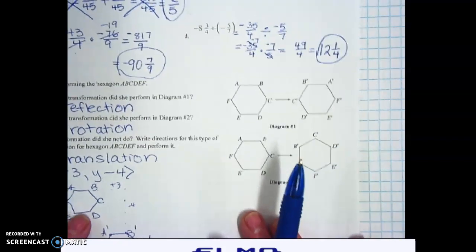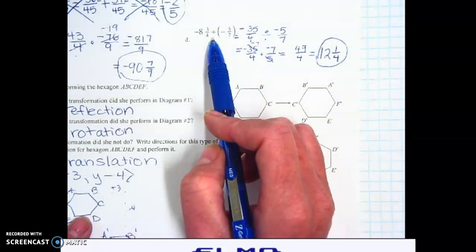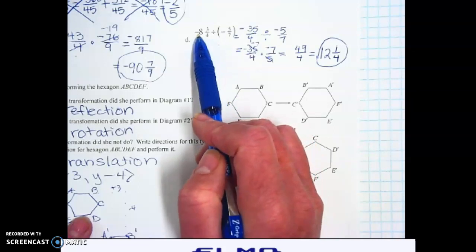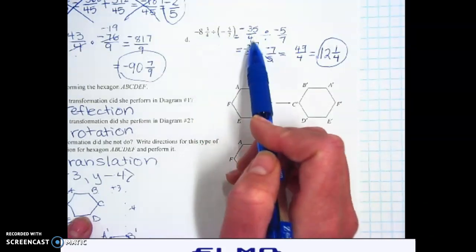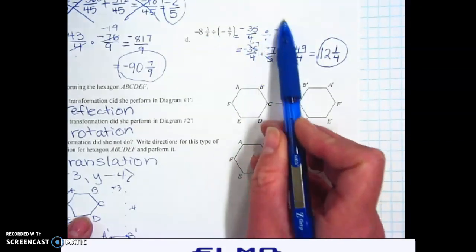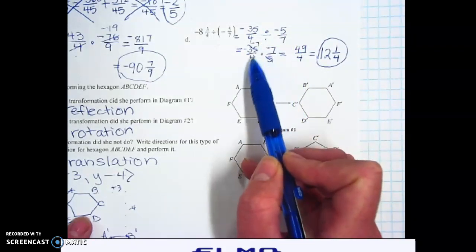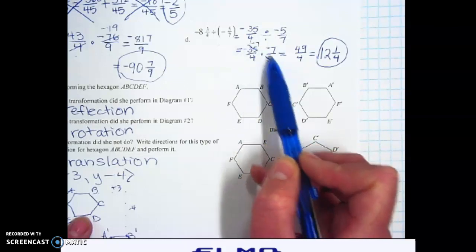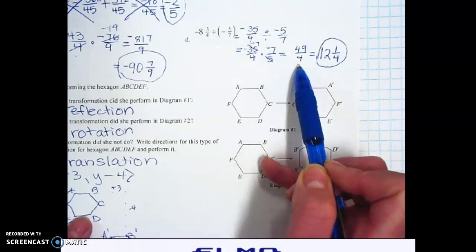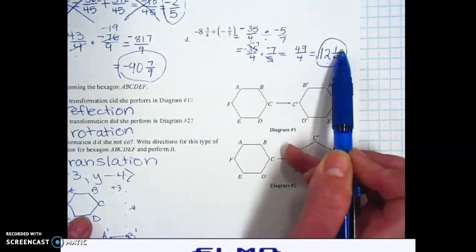Part D. This one involved division, so I need to use the invert and multiply rule, but first I changed them to improper fractions. So 4 times 8 is 32. 32 plus 3 is 35, so negative 35/4 divided by negative 5/7. Then I took that second fraction, flipped it, and changed the sign to multiplication. Saw that I could reduce this way, and then multiplied straight across. Negative times a negative is a positive. So I got 49/4, and then changed it to a mixed number. 4 goes into 49 12 times with 1 left over.